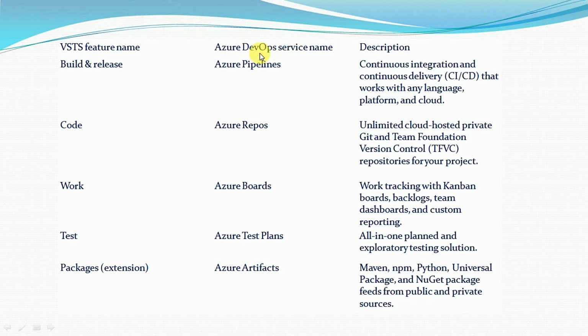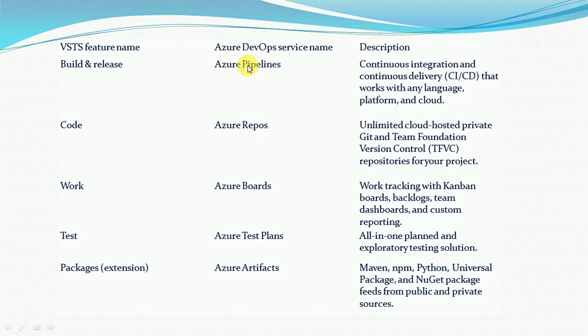Azure DevOps service names. In Azure DevOps, we have 5 types of services. One is Azure Pipelines, Azure Repos, Azure Boards, Azure Test Plans, and Azure Artifacts. Azure DevOps and the Azure DevOps services are different things. If you are talking about the Azure DevOps service names, you need to give these names.